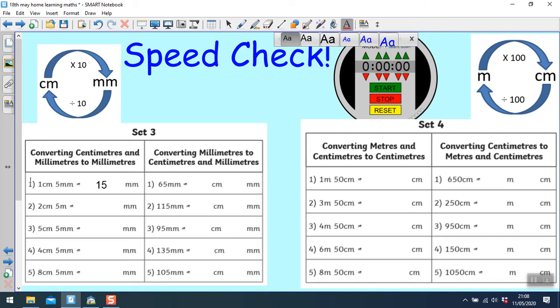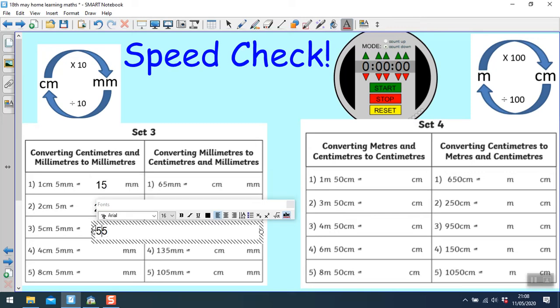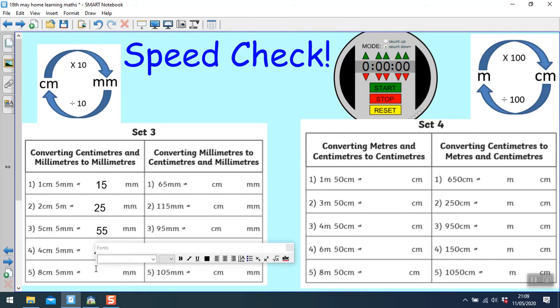Okay, let's have a look. So 2 centimetres is 20 millimetres plus 5 is 25. 5 centimetres is 50 millimetres plus 5 is 55. 4 centimetres is 40 plus 5 is 45. 8 centimetres is 80 millimetres plus 5 is 85.